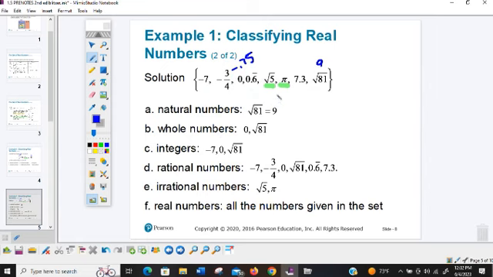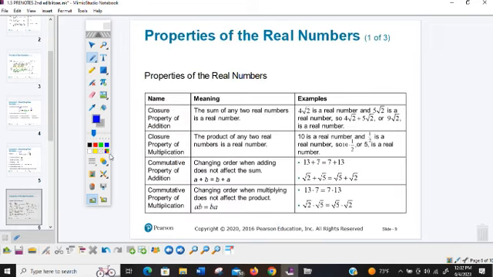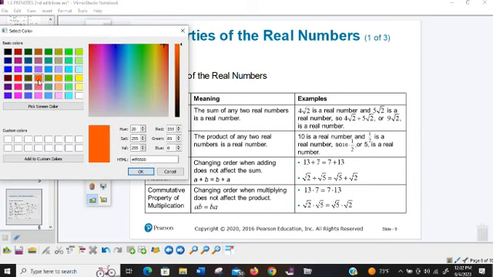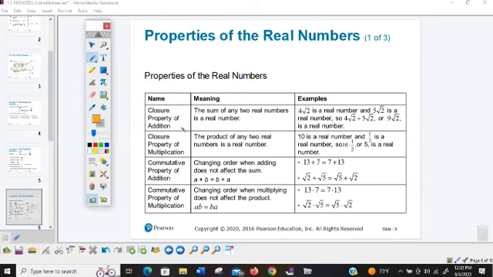Irrational numbers, it's always easier to identify those in the very beginning. These are the ones that do not terminate, do not repeat. And when it says real numbers, that's everything you see. Let's talk about some properties here. So the first one says closure property of addition. It basically says if you add any two real numbers, you're going to get a real number.